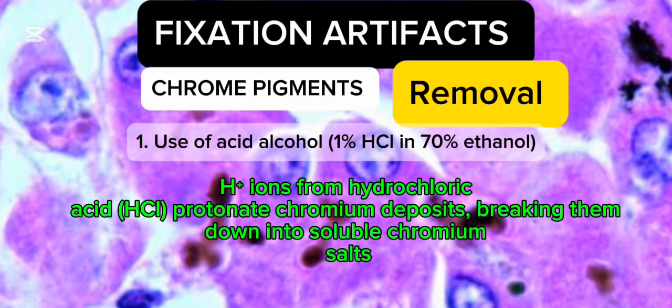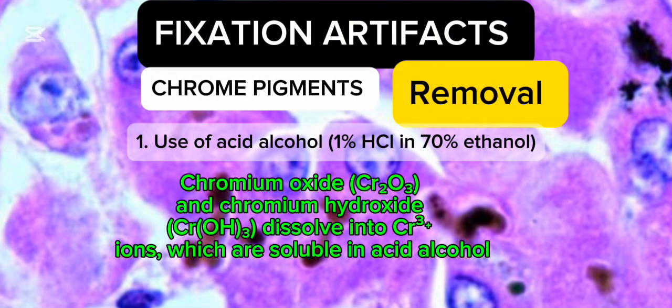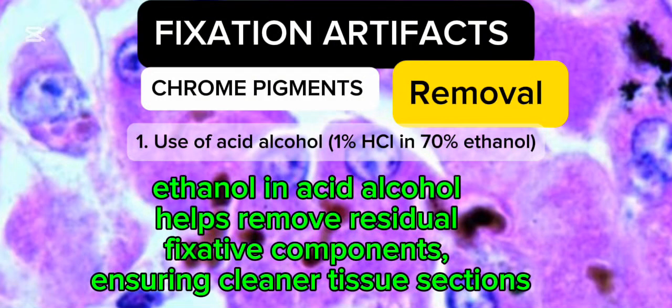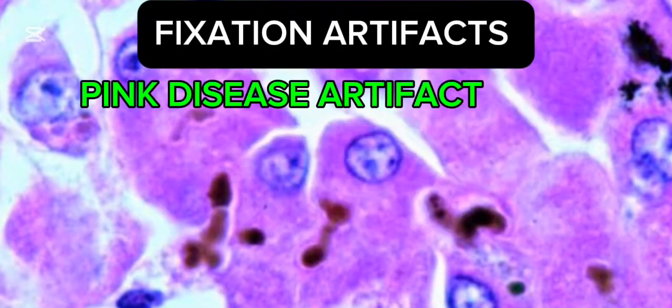One, we use acid alcohol. So sections or tissues are treated with 1% acid alcohol to dissolve the pigment. Number four is pink disease artifact.